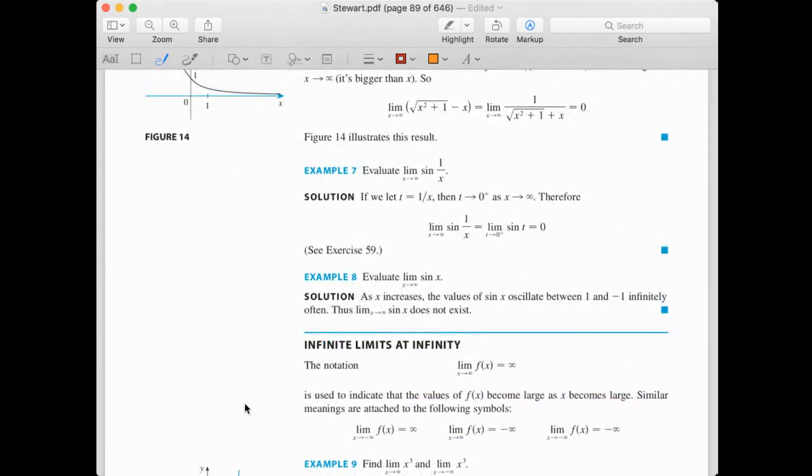Okay, let's see this one. Example 7, limit when x approaches infinity of sine 1 over x. We don't have a rational function. So this is a trig function. So how do we deal with a trig function? The ignore rule is for rational functions, because the numerator is a polynomial and the denominator is a polynomial. So we can use the ignore rule. But for a trig function, we may not use that.